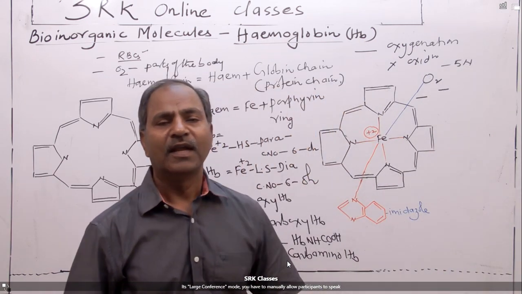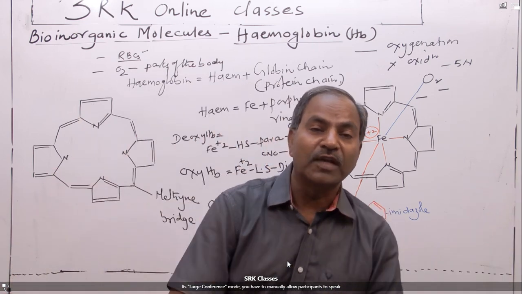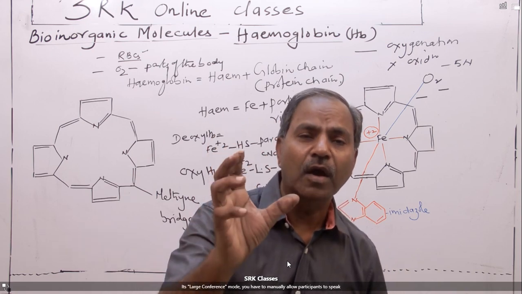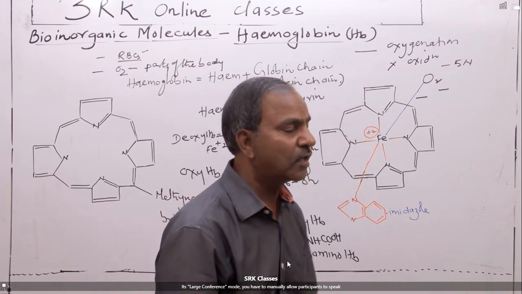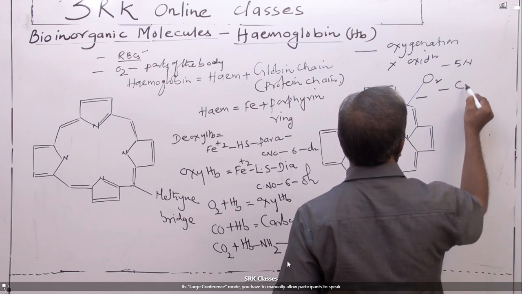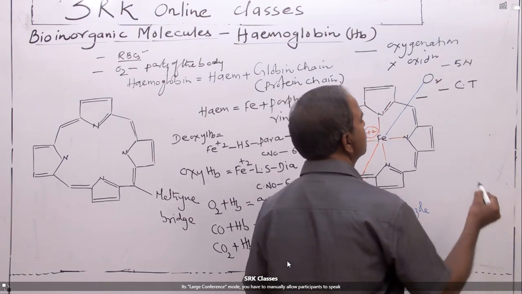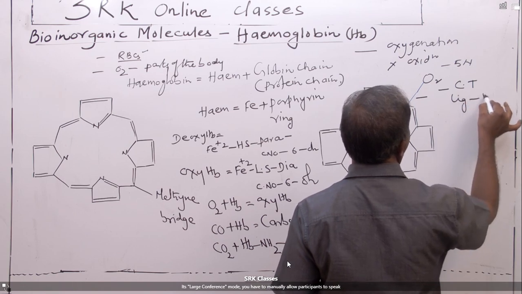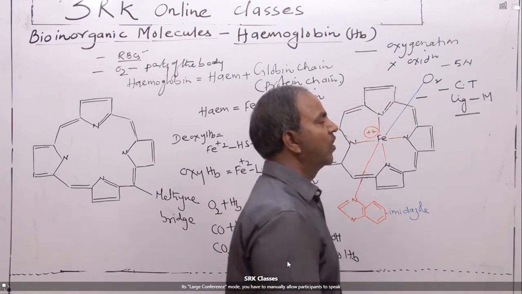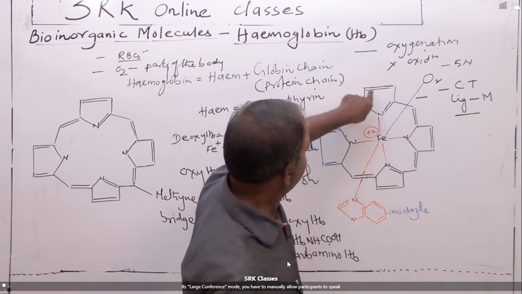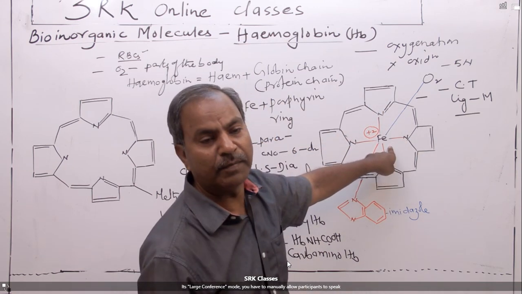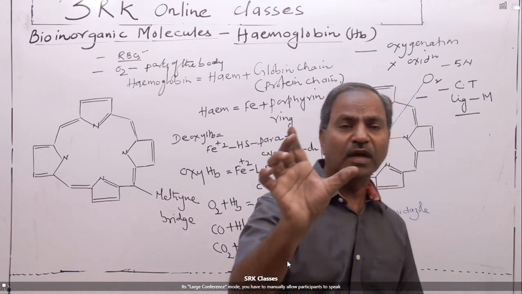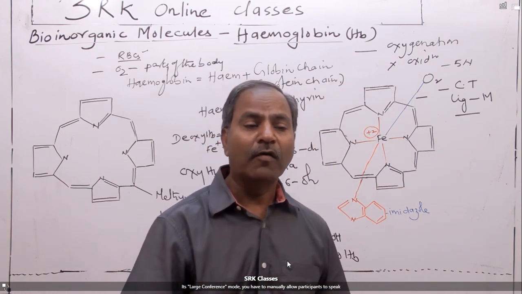Coming to the next point, let us discuss why hemoglobin exhibits red color. The blood is also red in color. The red color of hemoglobin is due to charge transfer. It is actually ligand to metal charge transfer. That means the ligand is the porphyrin ring and the metal is Fe. So ligand to metal charge transfer is the reason for the color exhibited by hemoglobin.